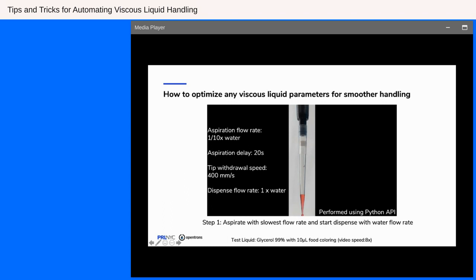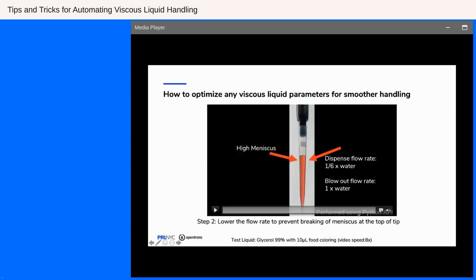So the next step is to reduce the flow rate. Now the idea is to reduce the flow rate such that the meniscus is gradually decreasing until the middle of the tip. So we are using a dispense flow rate of 1/6 of water, and we're using the same blowout rate. Let's try to dispense at 1/6 of the rate. We saw that earlier the meniscus was broken over here, but now we have broken the meniscus a little below. But again, we see the liquid is not completely dispensed out of the tip.